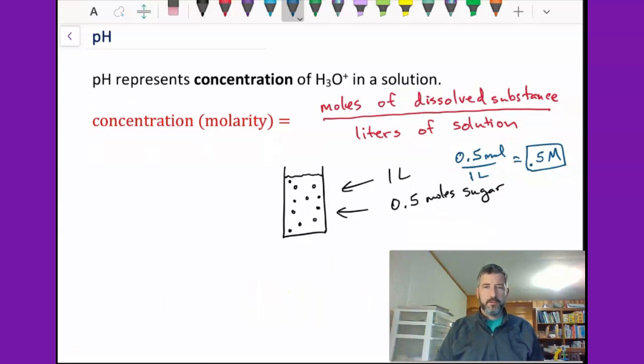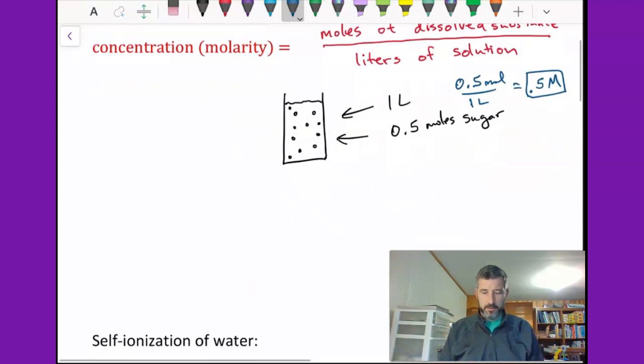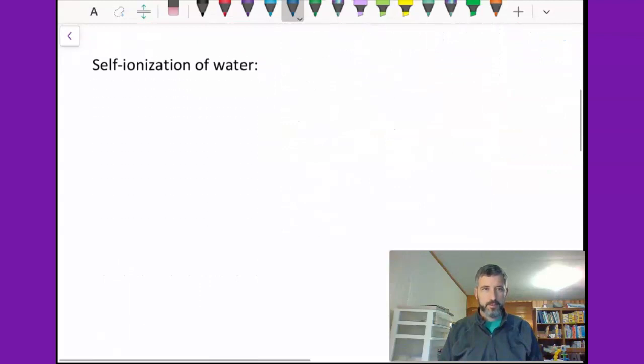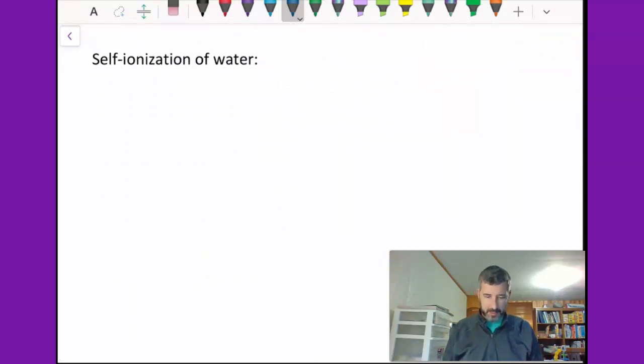Okay, so what does this have to do with pH and acids and bases? Well, the first thing we have to do is understand that water self-ionizes. So when I have two water molecules and they bump into each other inside a glass of water or tea or, you know, in a lake or wherever we find water, when these guys bump into each other, what actually happens is a very small amount of the time, there's a reaction that happens. We call it the self-ionization of water.